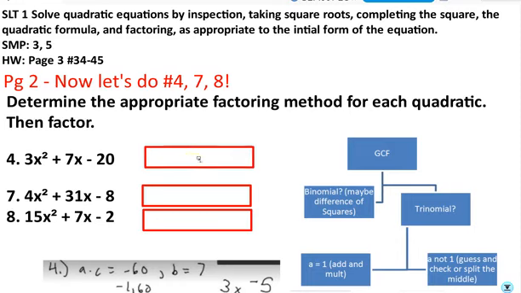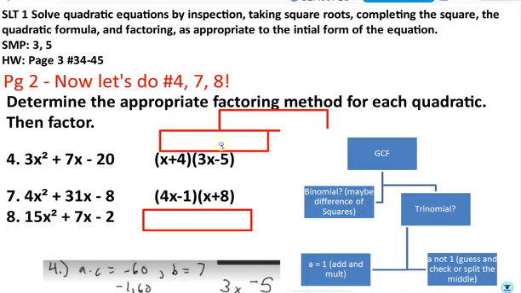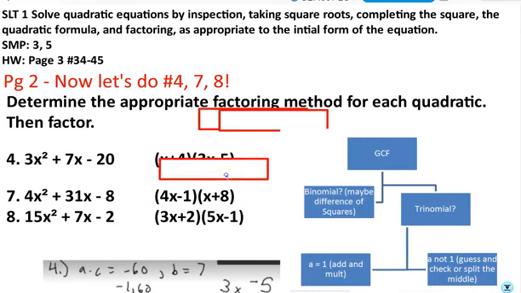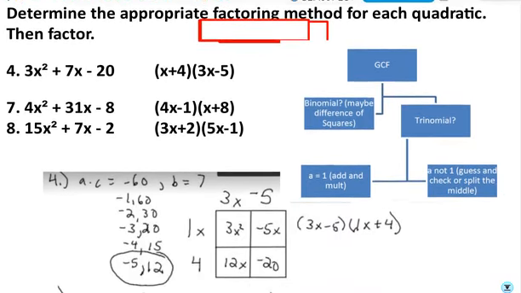The answer to number 4 is x plus 4, 3x minus 5, and I will show that method in a minute. 7 is 4x minus 1, x plus 8. And the answer to 8 is 3x plus 2, 5x minus 1. And here is the work for each of these problems. Again, pause the video at any time to copy down the methodology for each method.